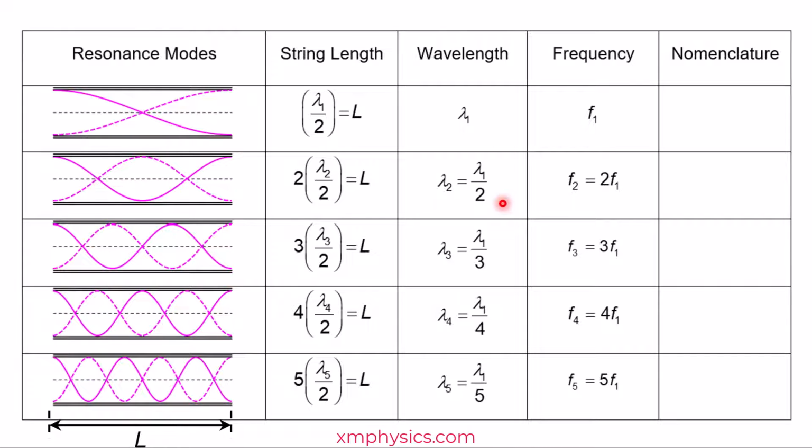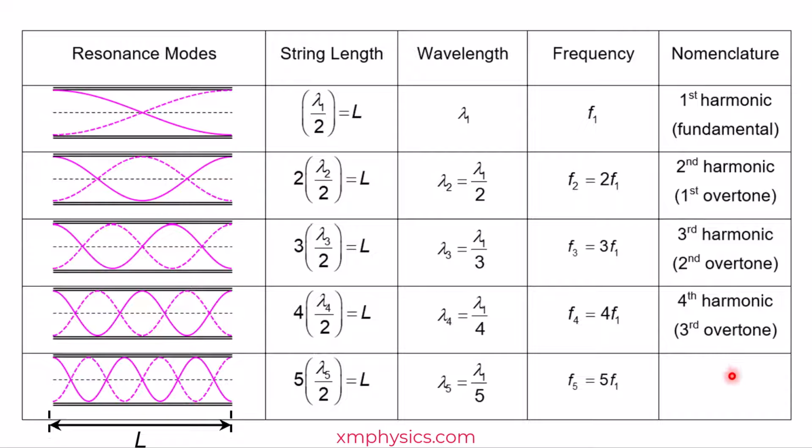So if you halve the wavelength, you have to double the frequency in order for the wave speed to still be the same. So just like last time, this is called the first harmonic. It's also called the fundamental frequency. And this is the second harmonic, third harmonic, fourth harmonic, fifth harmonic, and so on. Okay, so that's for the open pipe.